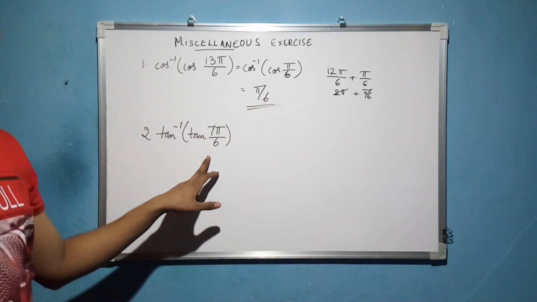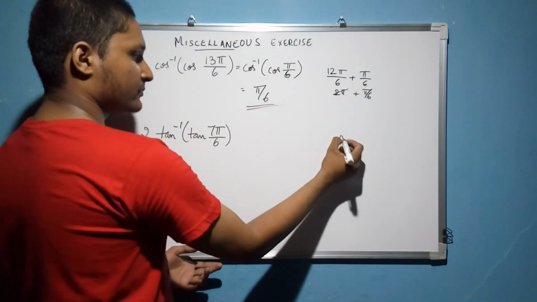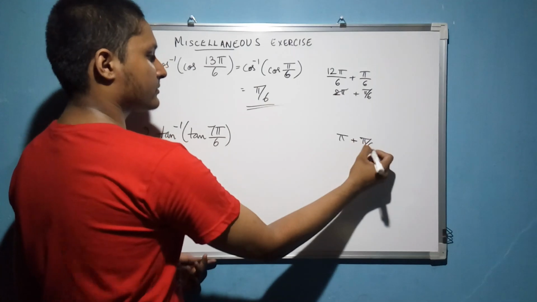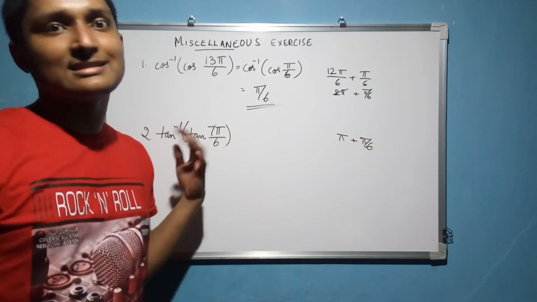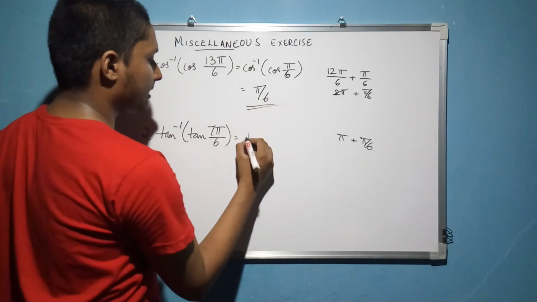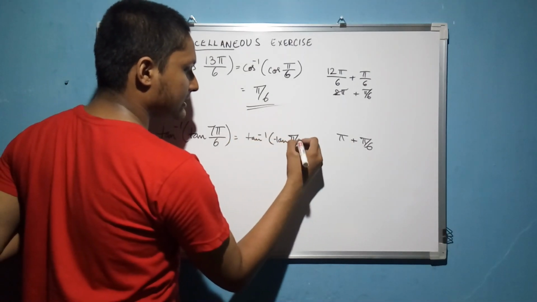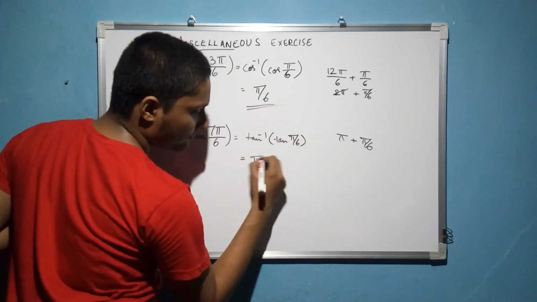Okay. Now we have 7 pi by 6. 7 pi by 6 can be written as pi plus pi by 6. Since tan has a period of pi, it is going to be repeating every pi. So this is coming to be tan inverse of tan pi by 6, that is equal to pi by 6.